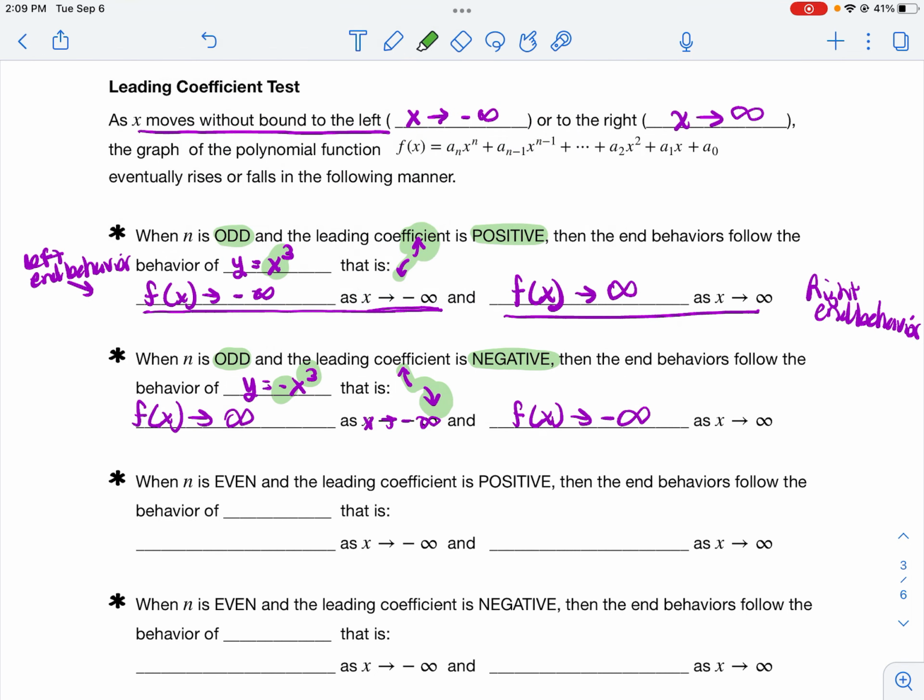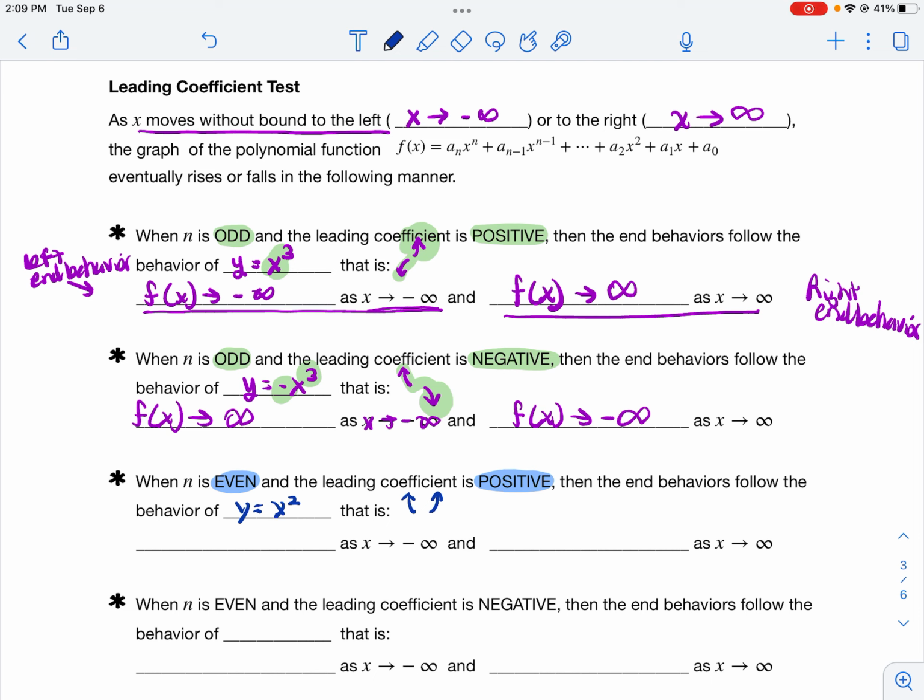Now let's look at when n is even. So when our degree of a polynomial is an even degree and our leading coefficient is positive, we're going to follow the shape of y equals x squared. Remember that the ends look like this. Remember, inside could be flat or it could have extra humps. All the different things can be going on. We're just looking at the ends.